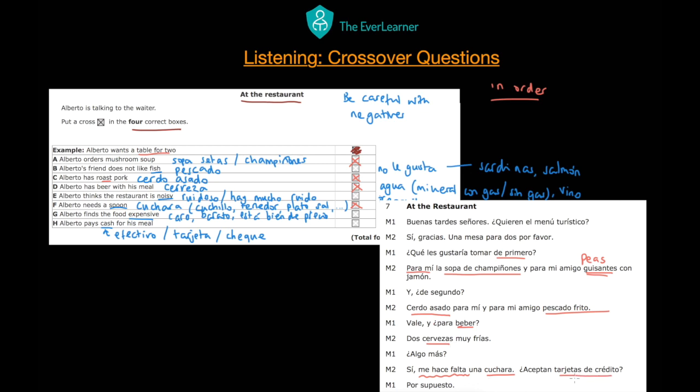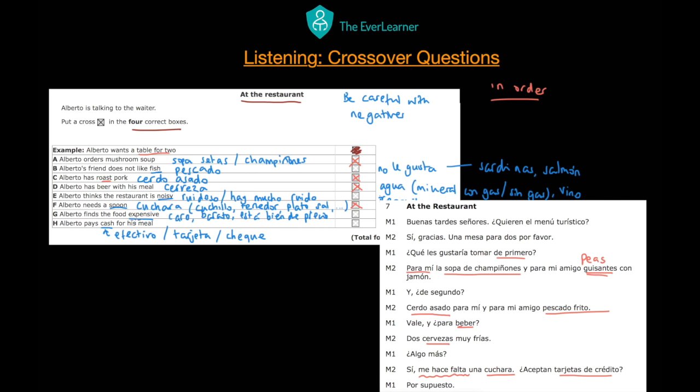¿Aceptan tarjetas de crédito? Por supuesto. Do you accept credit cards? Of course. So we can deduce that Alberto is going to pay by card, so he's not going to pay cash. So we're not going to cross this, okay? Alberto finds the food expensive. There's nothing about that. And he thinks the restaurant is noisy, there's nothing about that either. Okay, so notice here, if you go through it and you try and work out what you will hear, very often you will get it right. Very often you will find doing the listening very, very straightforward.